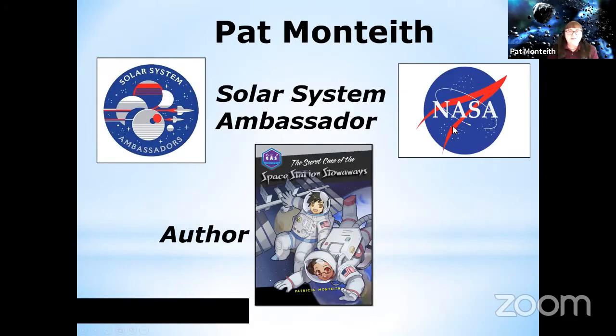So as Mary said, my name is Pat Monteith. I am a Solar System Ambassador, which means that I was selected by the Jet Propulsion Laboratory staff almost 4 years ago to be a volunteer for NASA and for JPL, to go off and do presentations like this at libraries and schools and community organizations like the McAuliffe Center. And I'm so happy to be here today. When I got a call from the director of the McAuliffe Center saying, "Are you interested in doing something this year for Asteroid Day for us?" I was really, really excited about it.